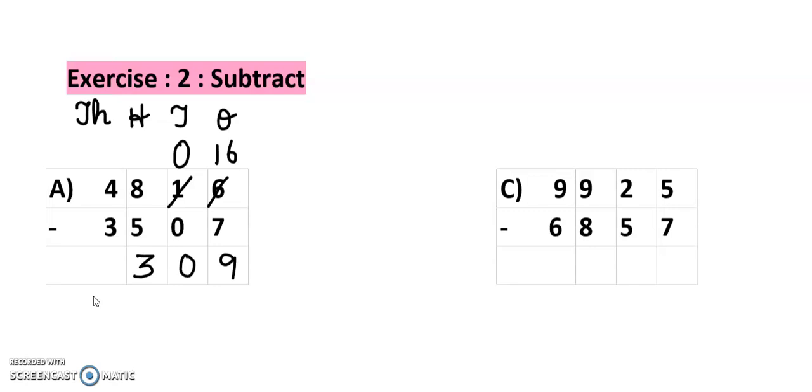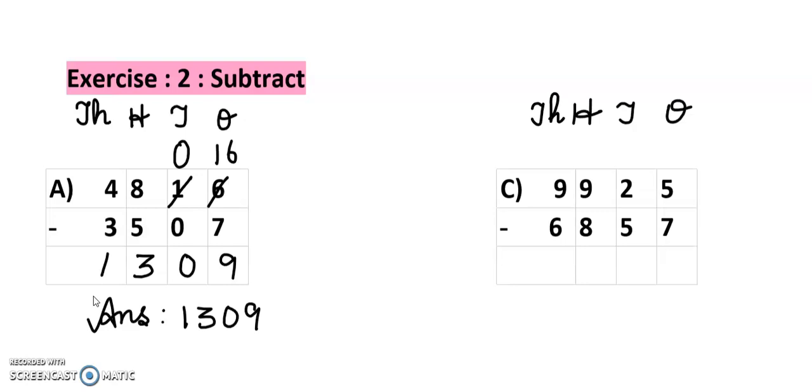Next, thousands place, 4 minus 3. So 3 after 4. So 1 is the answer. So the answer is 1309. Next we'll write the place values: ones, tens, hundreds, next thousands.